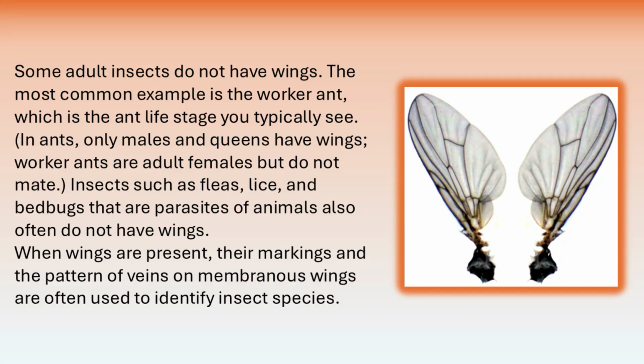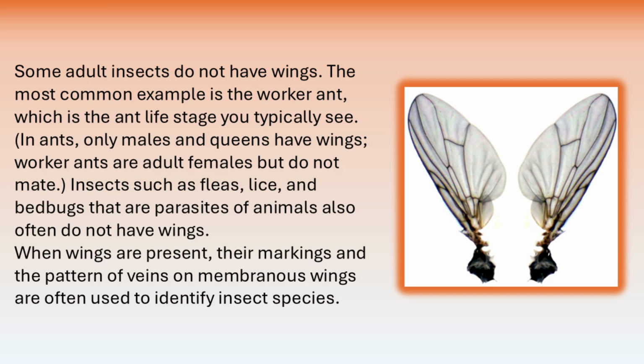Some adult insects do not have wings. The most common example is the worker ant, which is the ant life stage you typically see. In ants, only males and queens have wings. Worker ants are adult females but do not mate. Insects such as fleas, lice, and bedbugs that are parasites of animals also often do not have wings.